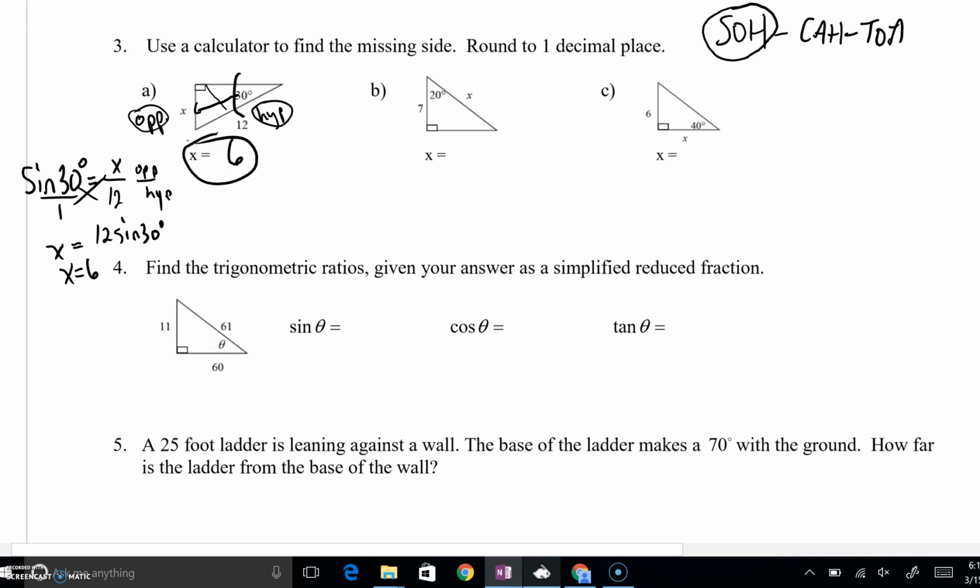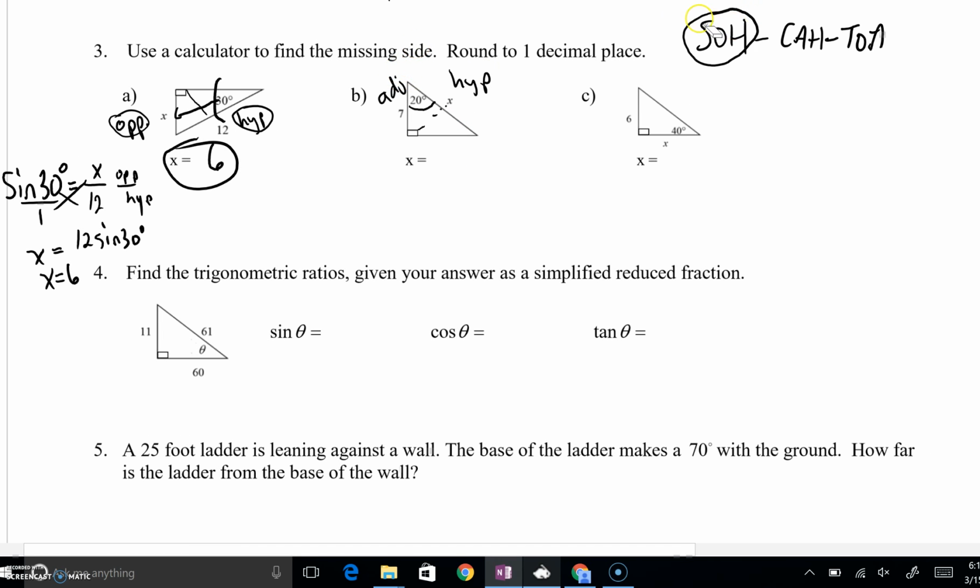Coming over to B, here's your 20 degrees. The x, of course, the longest side, the side across from the right angle, that's the hypotenuse. The 7, though, is the adjacent side. The opposite side isn't even labeled. So you can think, where do we have A and H? Well, going back to SOHCAHTOA, you can see it's in the middle here. And we can say we have the cosine of 20 degrees.